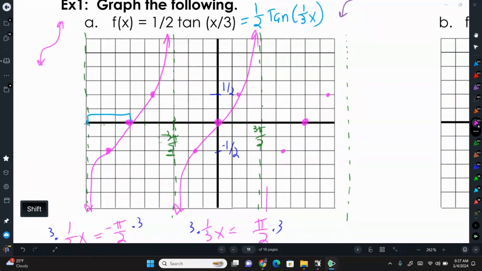So I call these the quarter points, but like I said, you could think of it as the midpoint between your middle and your asymptotes. So we were only able to draw like 3 cycles on this graph because our period was large for this problem.